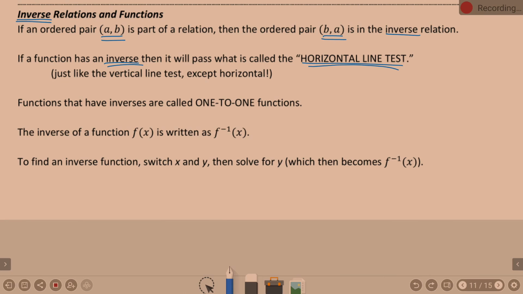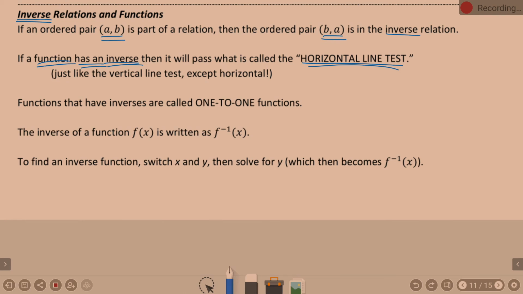So vertical line test, what do we do? Draw a vertical line and it's only allowed to pass through the graph once to pass. Horizontal line test, draw a horizontal line and it's only allowed to pass through the graph once. If it only passes through the graph once, then that's saying the function has an inverse. If it passes the horizontal line test, an inverse does exist.